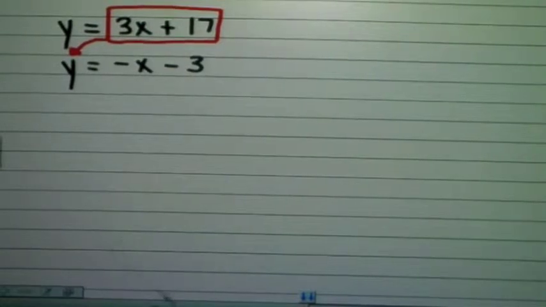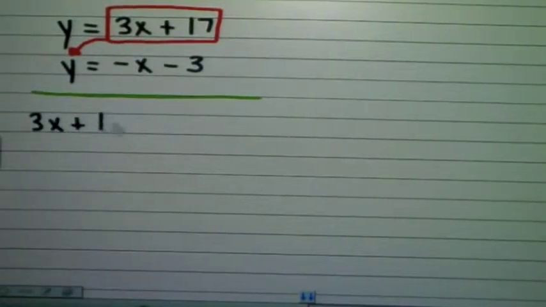That's okay. So let's go ahead and rewrite that second equation. We want to rewrite the equation that we're substituting into. So I've got, instead of y equals, I'm now going to put in the value that I'm substituting. So I'm going to put 3x plus 17 equals negative x minus 3. I took all of this up here and put it in for the y. So now instead of y equals, I have 3x plus 17 equals.